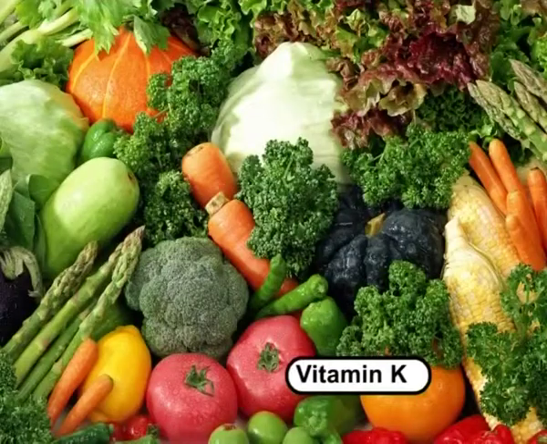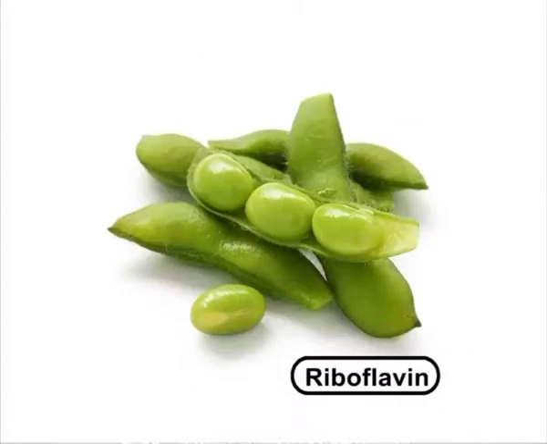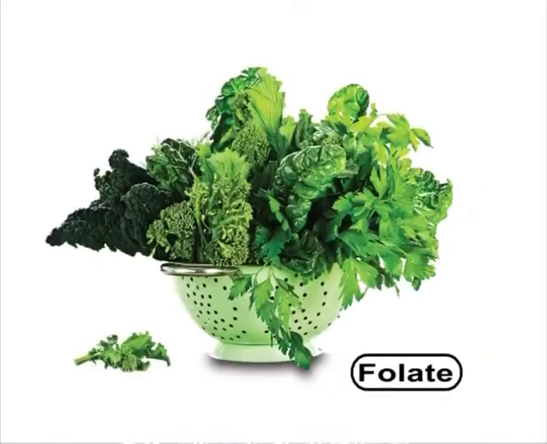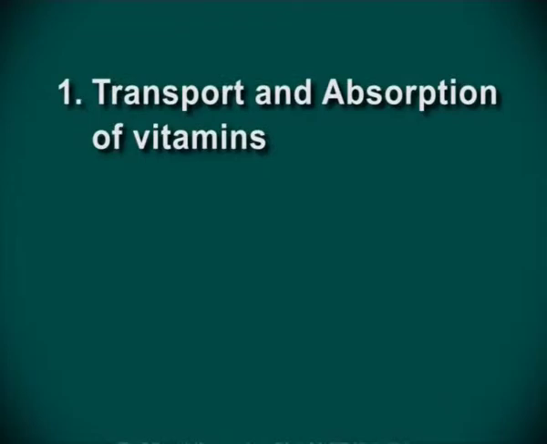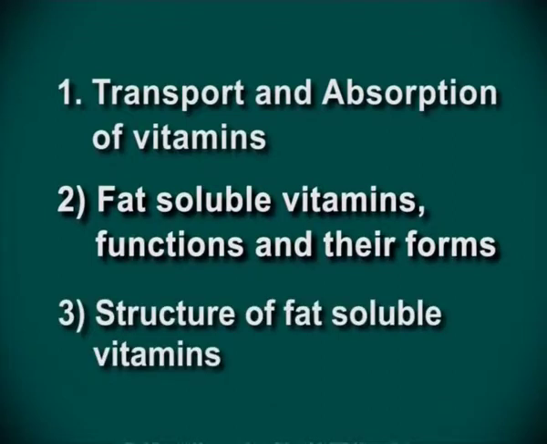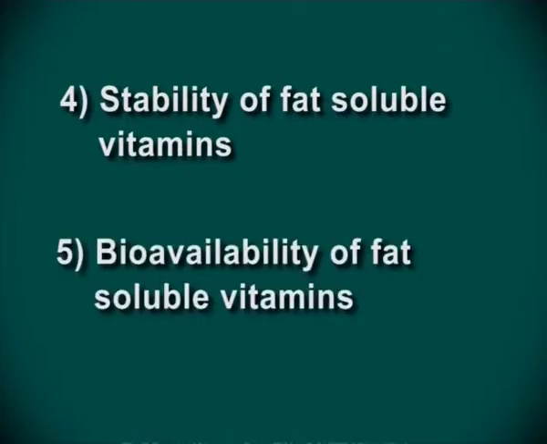The fat-soluble vitamins are vitamins A, D, E and K, and the water-soluble vitamins comprise vitamin C and the members of the vitamin B group, namely thiamine or vitamin B1, riboflavin or vitamin B2, niacin, vitamin B6, pantothenic acid, folate and vitamin B12. To learn more about vitamins, their absorption, transport and functions, the session is divided into 5 major topics, namely transport and absorption of vitamins, fat-soluble vitamins, functions and their forms, structure of fat-soluble vitamins, stability of fat-soluble vitamins, and bioavailability of fat-soluble vitamins.